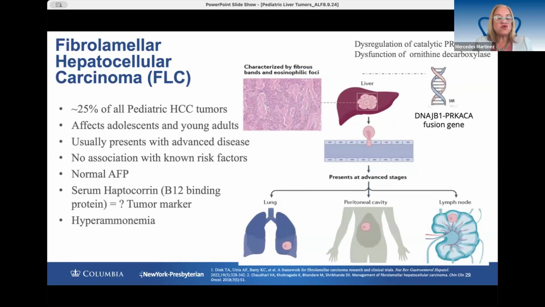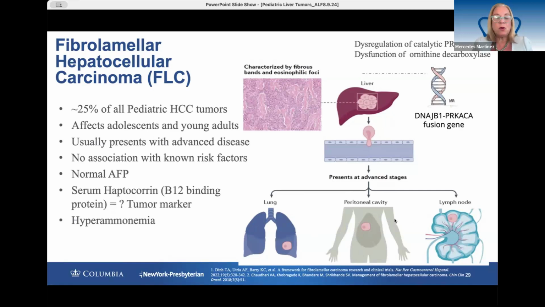I also want to remark on fibrolaminar hepatocellular carcinoma. This is one of the most rare liver tumors, representing about 25% of all pediatric hepatocellular carcinoma, and affects mainly adolescents and young adults. The histological characterization is bands of fibrous and eosinophilic foci. These fibrous bands are the ones that give the name of fibrolaminar hepatocellular carcinoma, and it usually presents in very advanced stages with extension of disease in the peritoneum or metastasis.